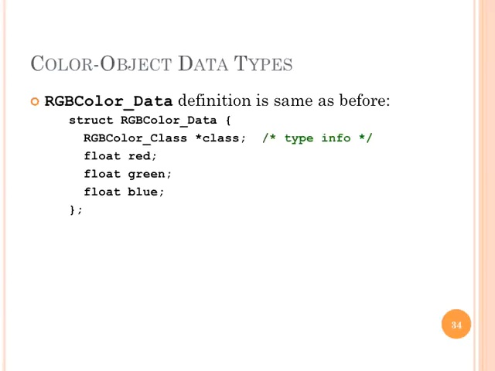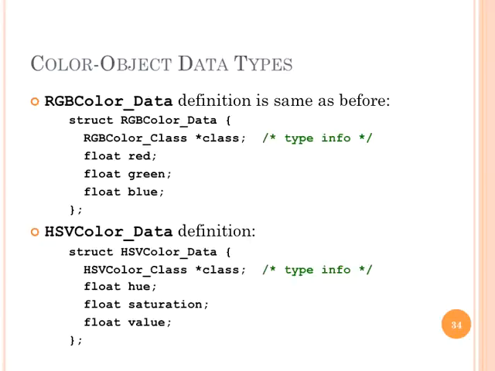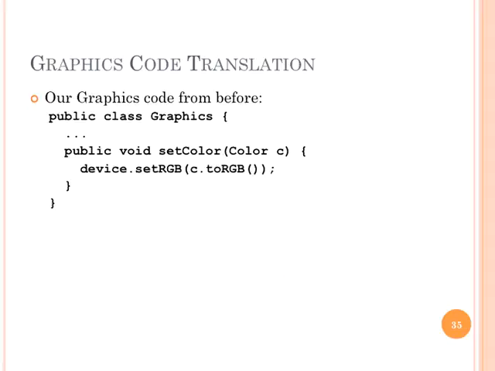Okay, let me see what I have here. So this is the RGB color data definition, HSV color data definition. So we still have the class pointer at the top, and then we have our own special members. So that's how each object knows which version of its methods it uses.